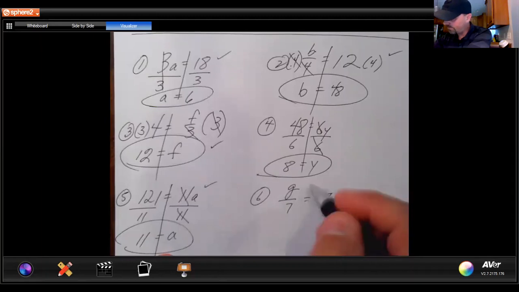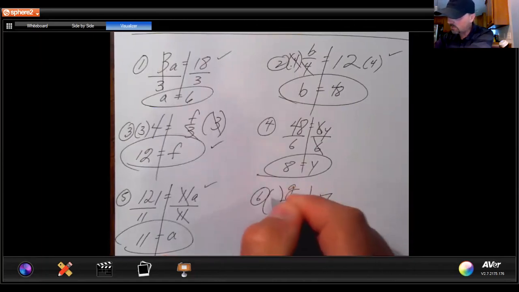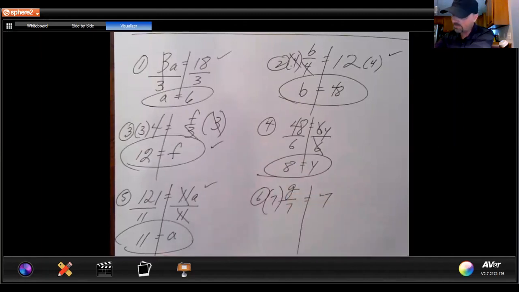And finally, g divided by 7 is equal to 7. What divided by 7 equals 7? I want to isolate the variable. In the problem, we see divided by 7, so I'm going to undo it with the opposite. Multiply by 7. Cancels. Okay, that leaves g alone.